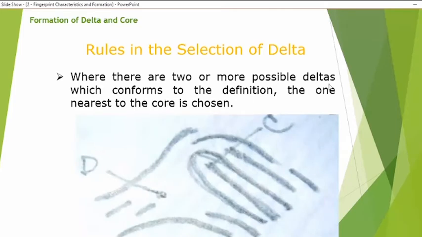Next, when there are two or more possible deltas which conform to the definition, the one nearest to the core is chosen. So there are three possible deltas here: the long ridge, short ridge, and a dot. But the rule says, when there are two or more possible deltas which conform to the definition, the one nearest to the core is chosen. Ito yung pinakamalapit sa core, but provided dapat nandun pa rin siya in front of the divergence of the type line. Pero kung nandito na yung delta niya, hindi na siya pwedeng maging delta kasi nga, which conform to the definition. Ano ibig sabihin nun? Dapat in front of the divergence of the type line. That is the definition of the delta, diba? Kaya, diyan sa tatlo na yan, ito yung pinakamalapit sa core. So, ibig sabihin, ito ang pipiliin na delta.